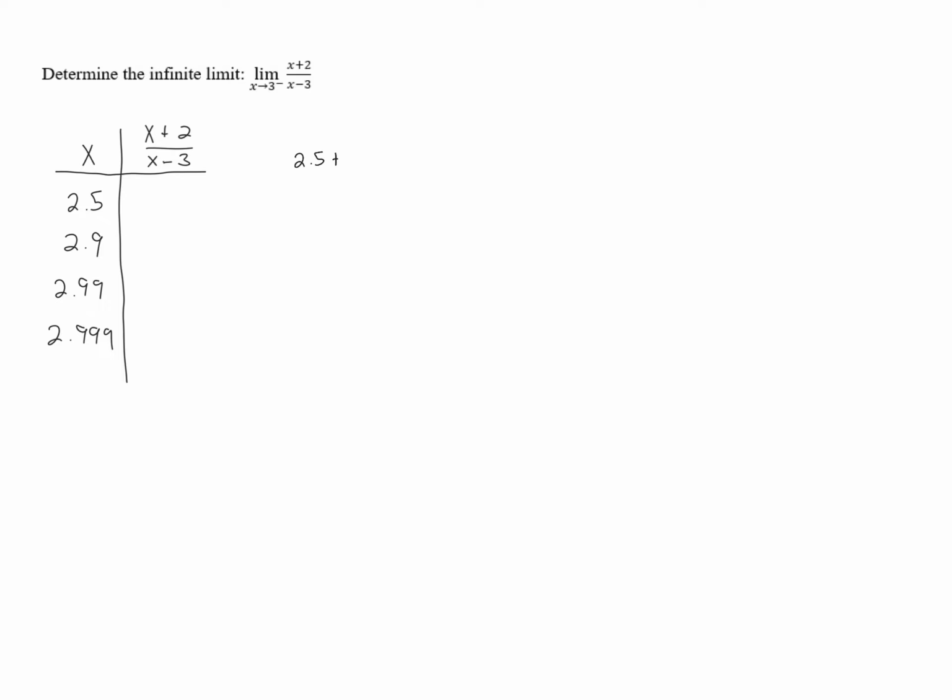We've got 2.5 plus 2 over 2.5 minus 3. Well, this one we can probably do by hand. 2.5 plus 2 is 4.5 over 2.5 minus 3 is negative 0.5. So a positive divided by a negative is a negative, and 4.5 divided by a half, dividing by a half is the same as multiplying by 2. We get negative 9 in the end.